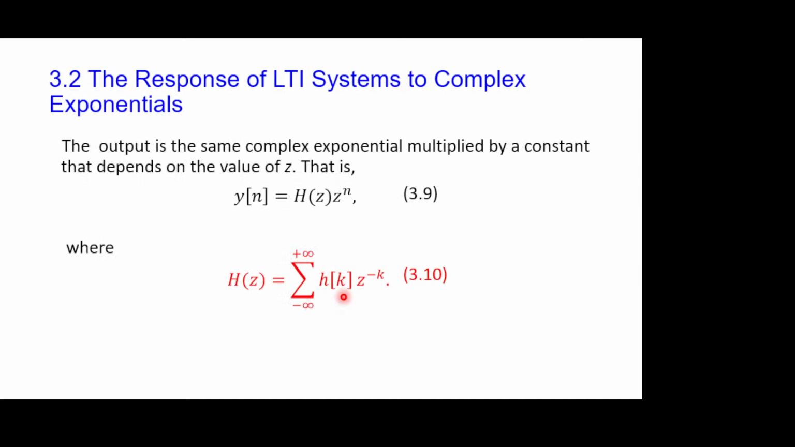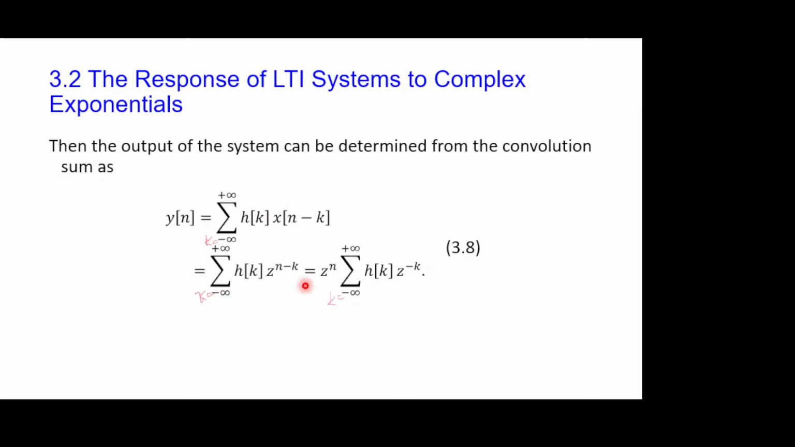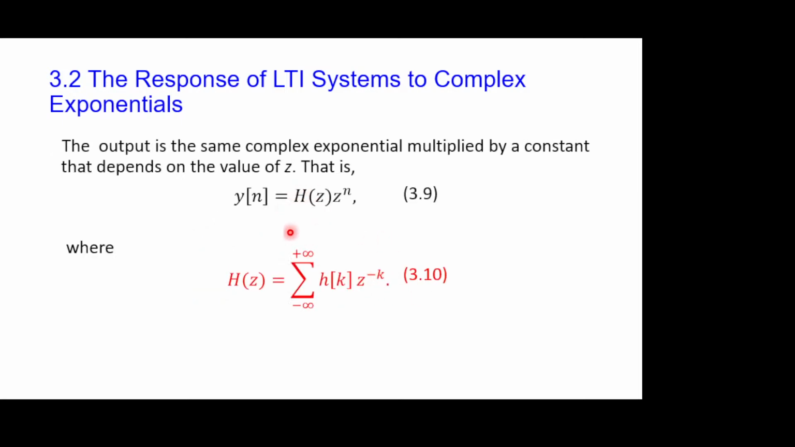By a very similar argument, we see that this expression is just z to the n times some big H of z. So we call this big H of z, and here we get the expression of big H of z: the sum over k from minus infinity to plus infinity of h of k times z to the minus k. Okay, any question about the derivation? So those will be very important in the later chapters, but for now, this is just a derivation here.